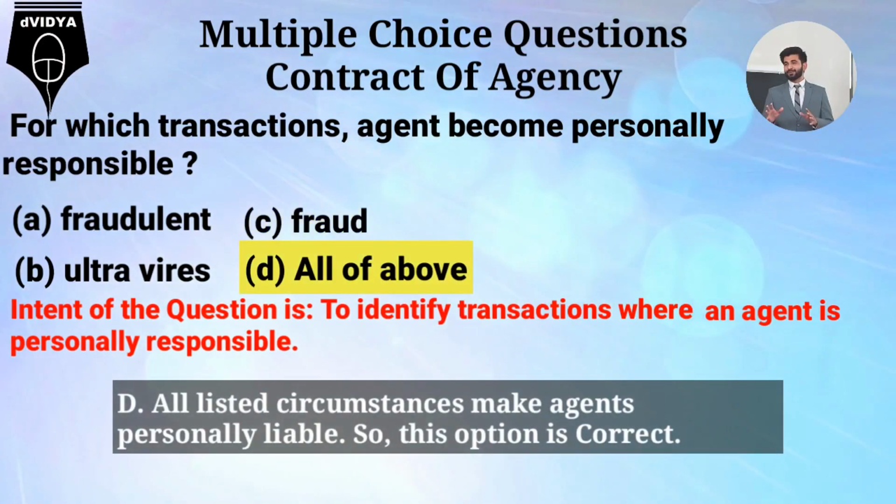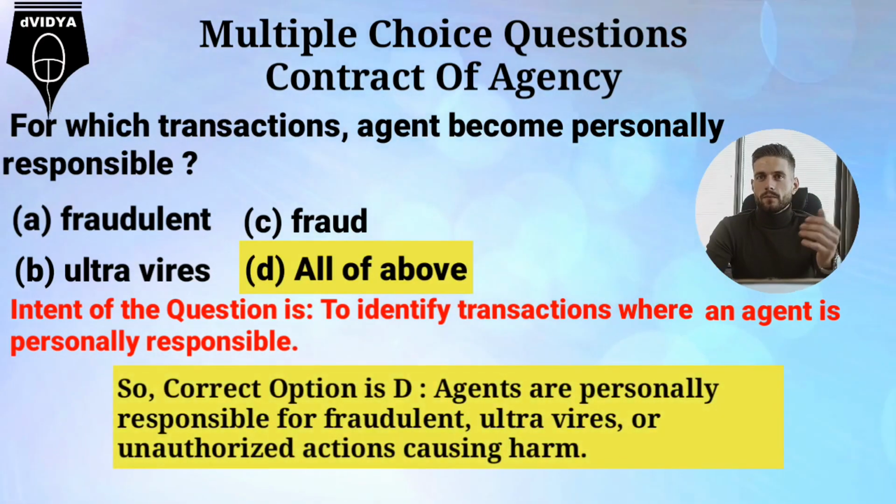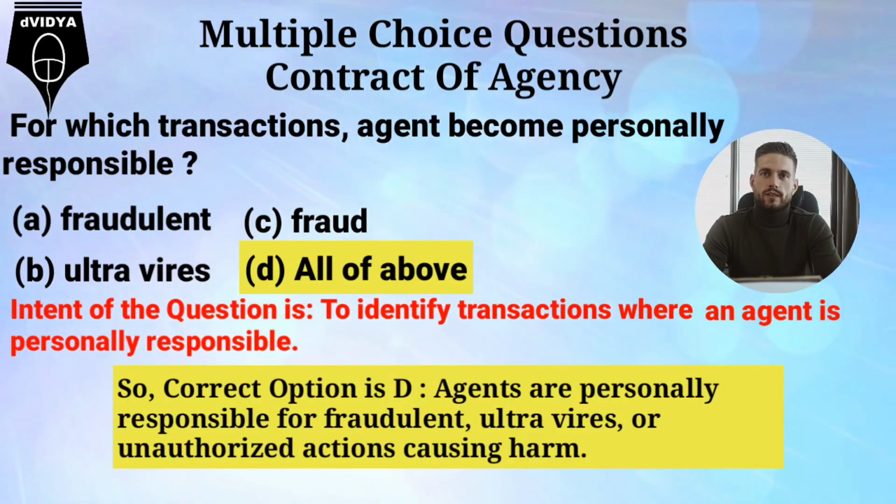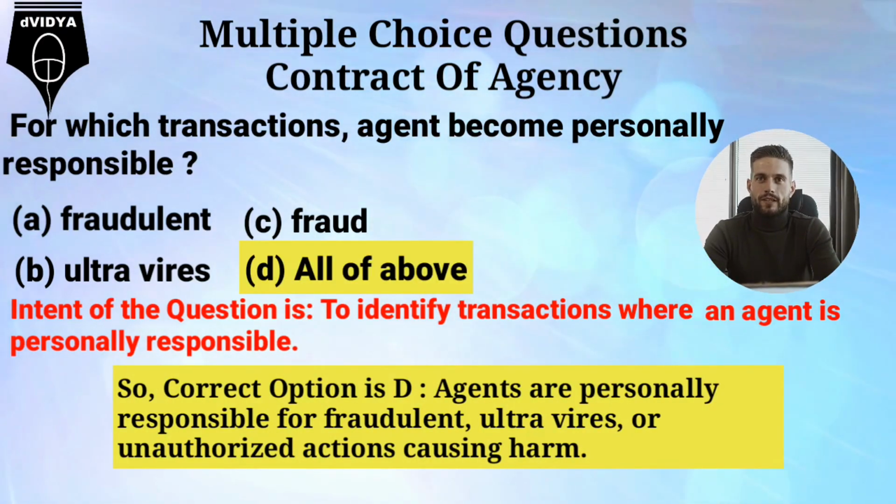Option D. All of the above. All listed circumstances make agents personally liable. So this option is correct. Correct option is D. Agents are personally responsible for fraudulent, ultra vires, or unauthorized actions causing harm.